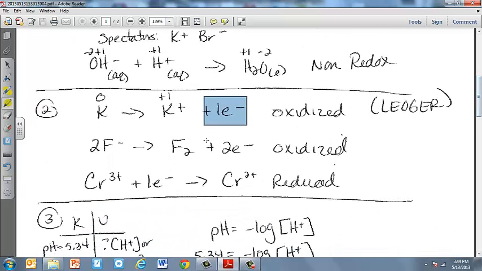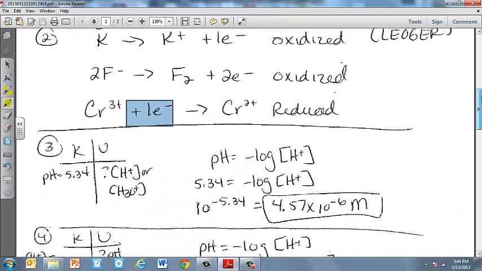And then the second one, this time you have a 2- as your reactants over here for the fluoride. The fluorine has no charge, so you have to add 2 electrons onto the right side in order to get them both equal to 2-. It's also oxidized. And then finally for the chromiums, you had to put 1 electron as a reactant, which will allow chromium to be reduced from chromium 3 to chromium 2.